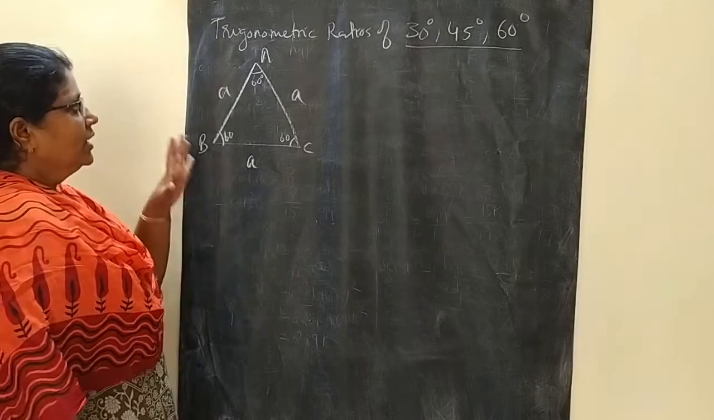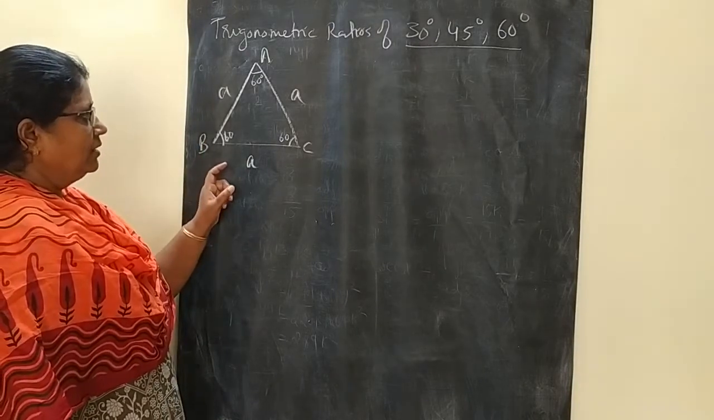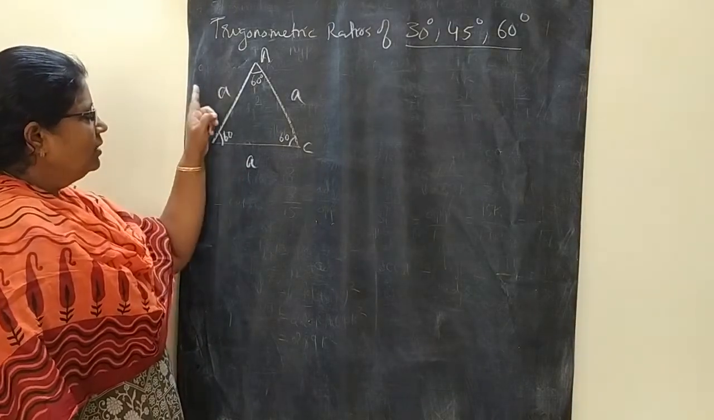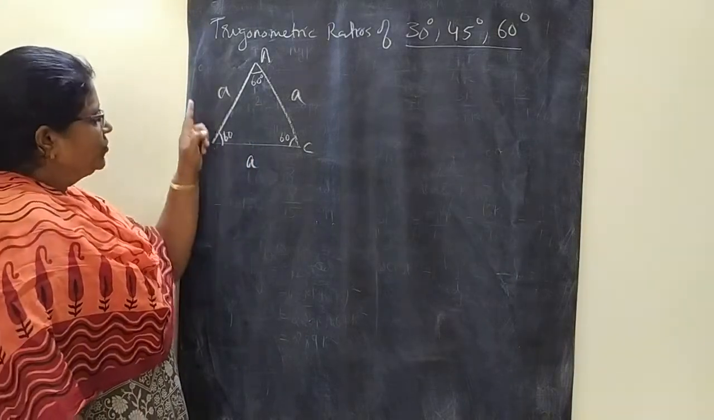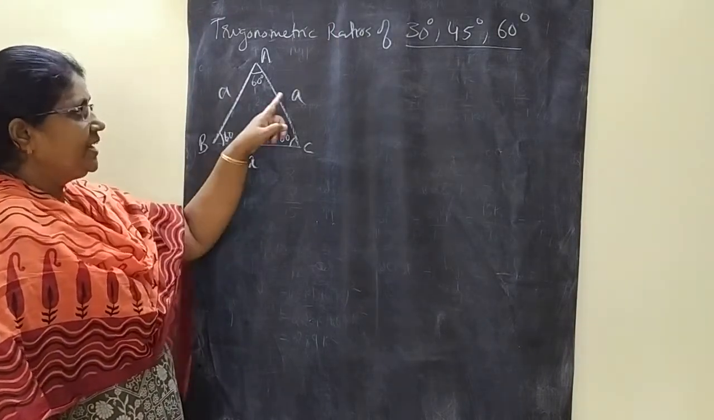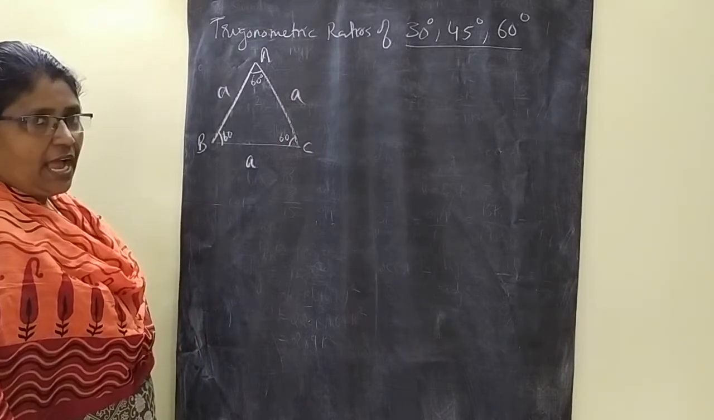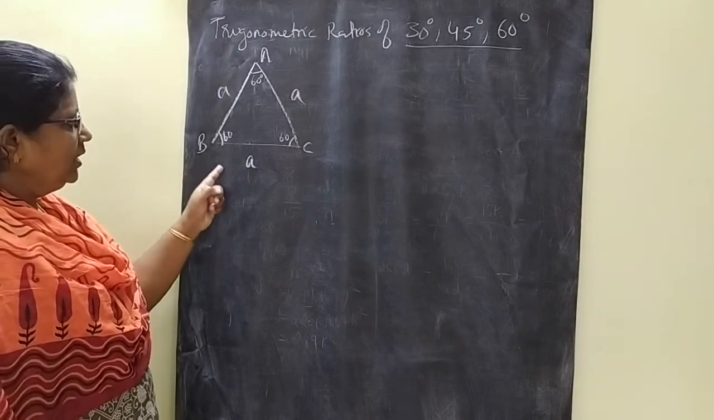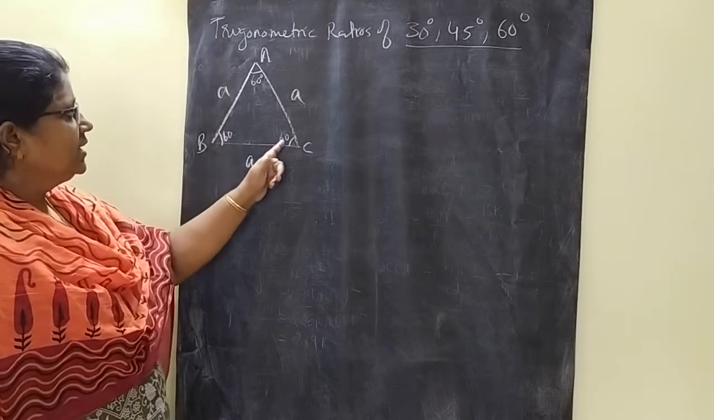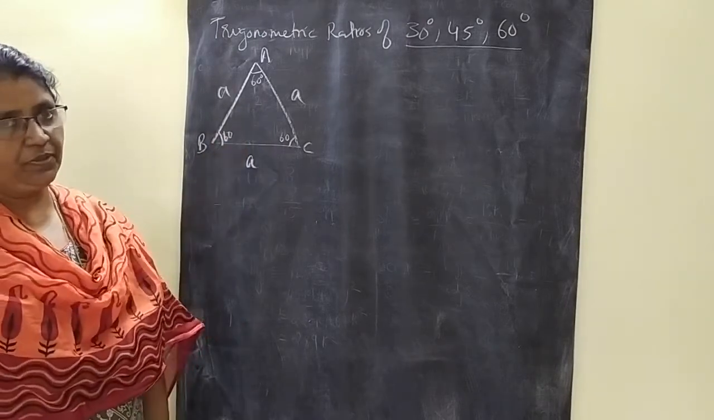So consider an equilateral triangle. In an equilateral triangle, all three sides are equal. Let us take each side a unit. Then all three angles of the equilateral triangle are equal, so each angle is equal to 60 degree.